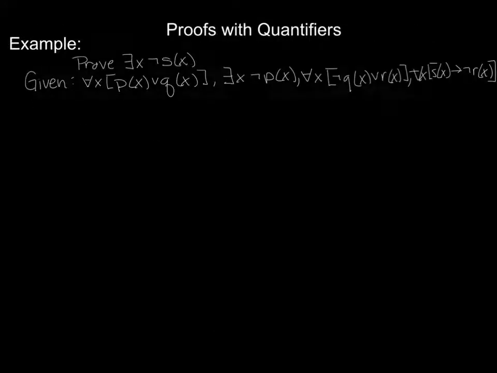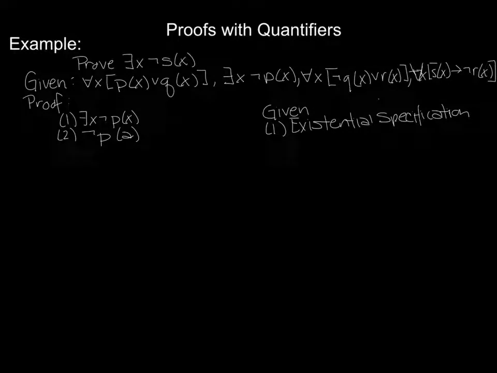In our next example, we want to prove there exists an x such that not S of x is true, and we are given for all x, P of x or Q of x. Also we are given there exists an x such that not P of x. And last, for all x, Q of x or R of x. Oh, there's one more: for all x, S of x implies not R of x.